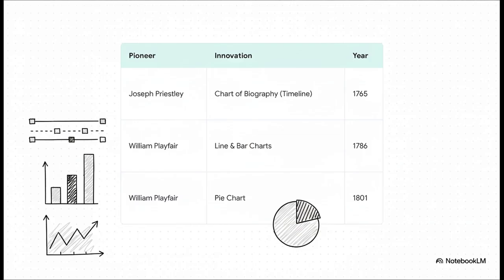In 1765, you've got Joseph Priestley, who created one of the very first timeline charts, a kind of prototype for how we visualize history even now. But the real giant of this era, the one you absolutely have to know, is William Playfair. In the late 1700s, this guy single-handedly invented the line chart, the bar chart, and the pie chart. I mean, that's the foundational vocabulary we still use every single day.